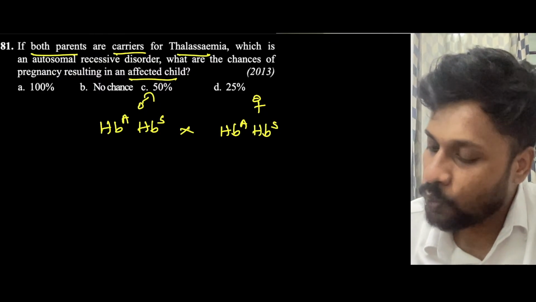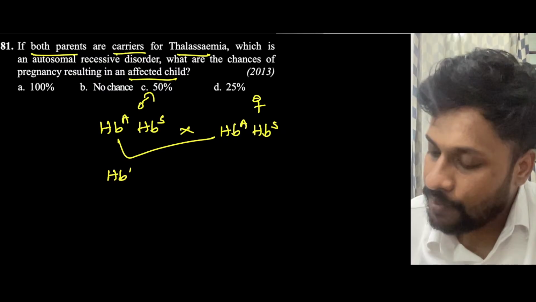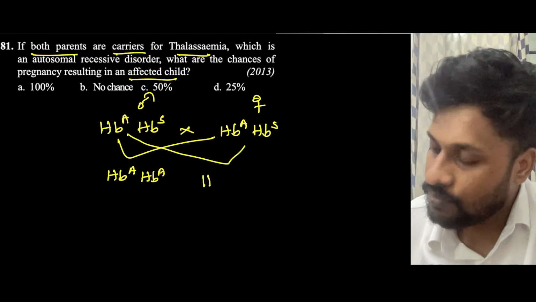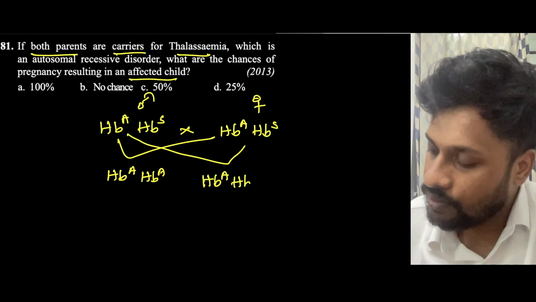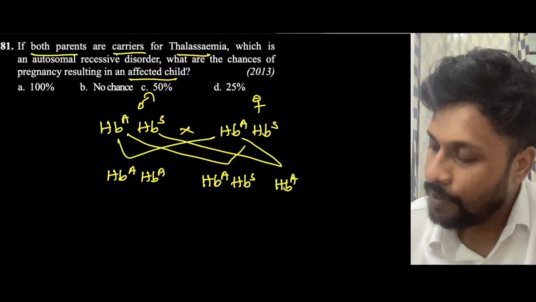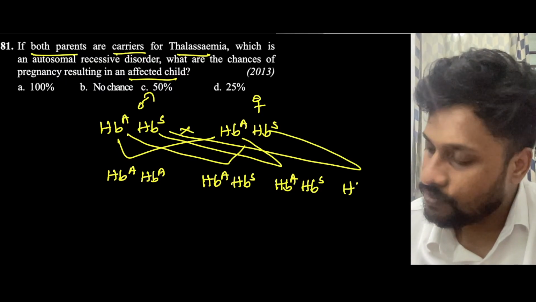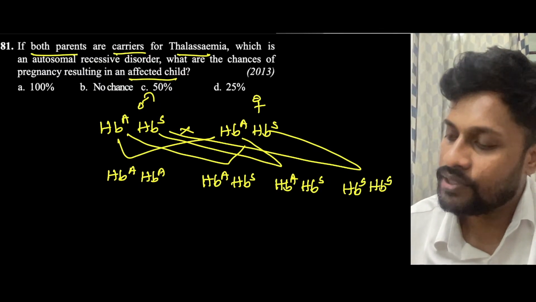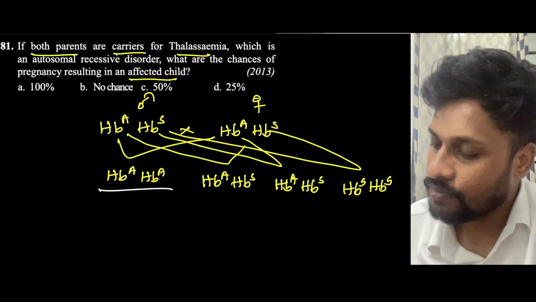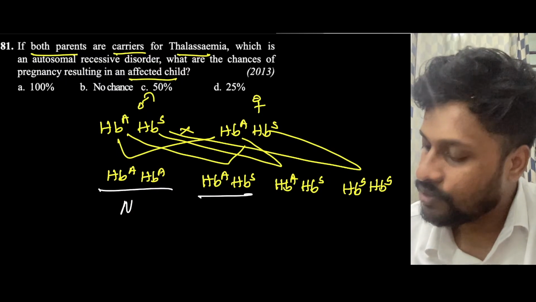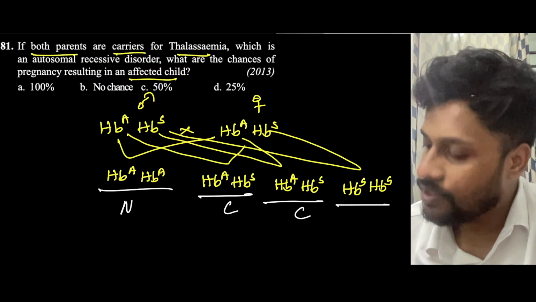Let's see. Let me cross. HbA, HbA. What is second? HbA, HbS. What is next? HbA, HbS. What is the fourth one? HbS, HbS. Now you see, tell me the character. This is normal. This is carrier. This one carrier. This one diseased.